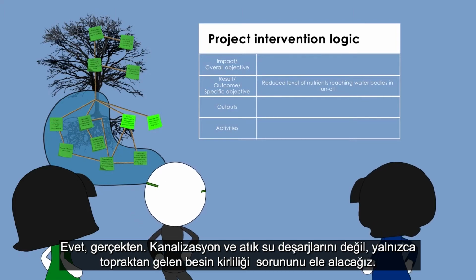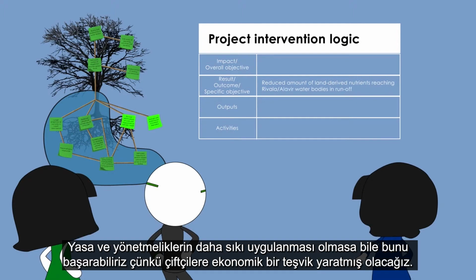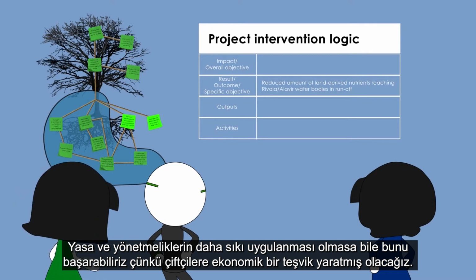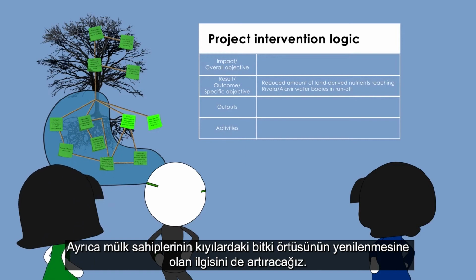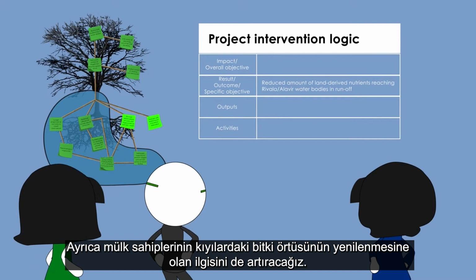Well, yes indeed. We will address only the land-derived nutrients issue, not the discharges from sewage and wastewater. So the main result that will be under our control could be formulated as reduced amount of land-derived nutrients reaching the Rivala Alavia water bodies in runoff. We can achieve this even if there is no stricter enforcement of the laws and regulations, as we will create an economic incentive for the farmers. And we will also raise the interest of the property owners in restoring vegetation on the shores.